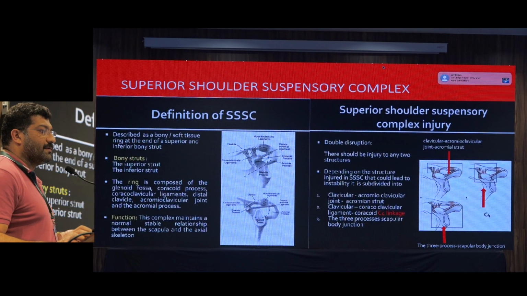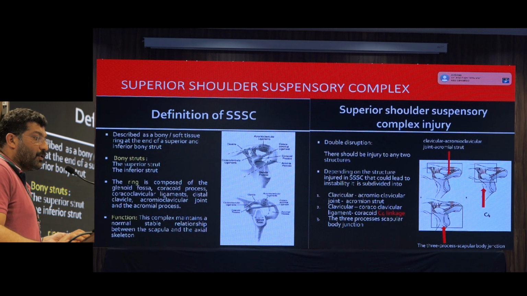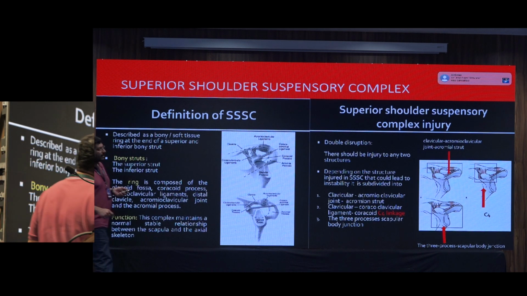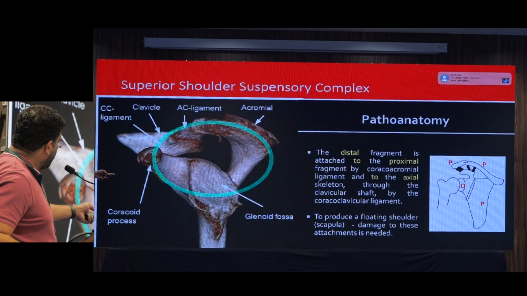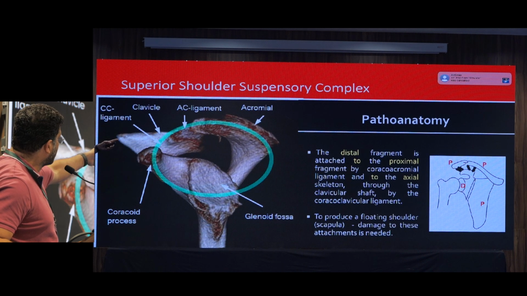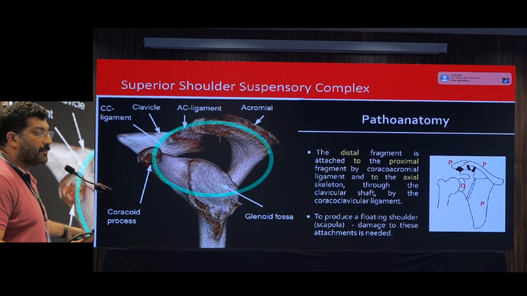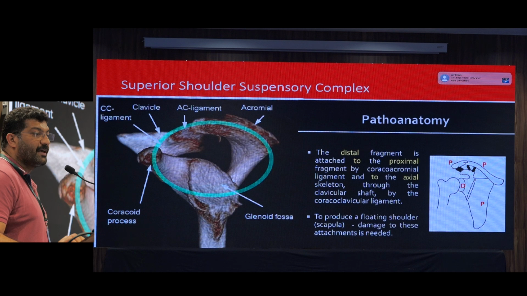A word about the superior shoulder suspensory complex, and why the scapula is very important. Whenever there is some disruption in the superior shoulder suspensory complex, which is a ring composed of the glenoid fossa, the coracoid process, the coracoclavicular ligament, the distal end of the clavicle, the acromioclavicular joint, and the acromion process. You can see there's a glenoid, a coracoid, then the ligament, distal end of the clavicle, acromion, and back to the glenoid. So the whole thing comes into a superior shoulder suspensory complex. If it is disrupted in two places, this becomes a floating shoulder.